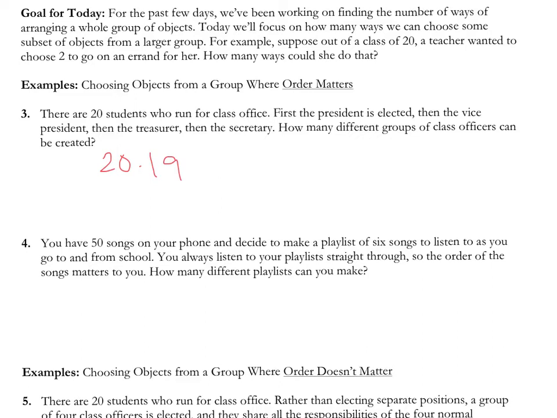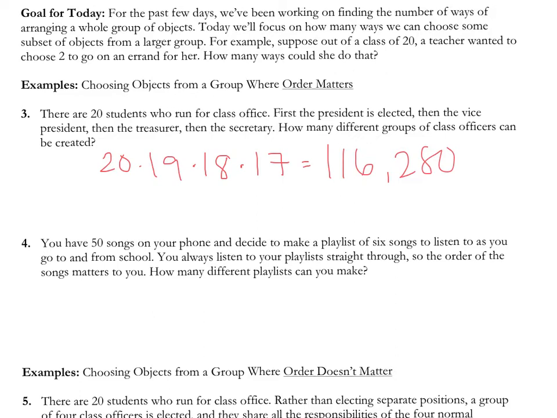Now once the vice president is selected, there are 18 people left to be treasurer. And once the treasurer is elected, there are 17 people left to be secretary. And so if we multiply all these numbers together, that's going to tell us how many different ways we can elect a president, vice president, treasurer, and secretary. So let's multiply those out. So I got 116,280.